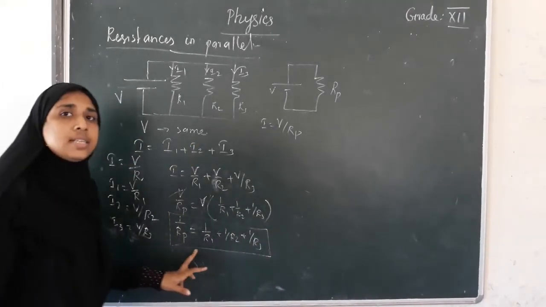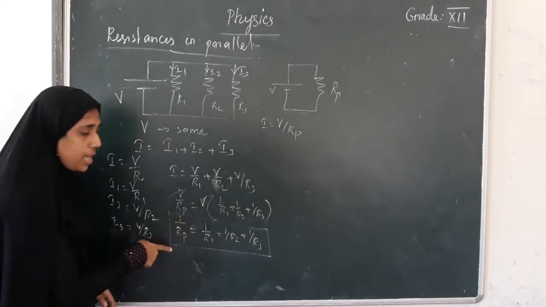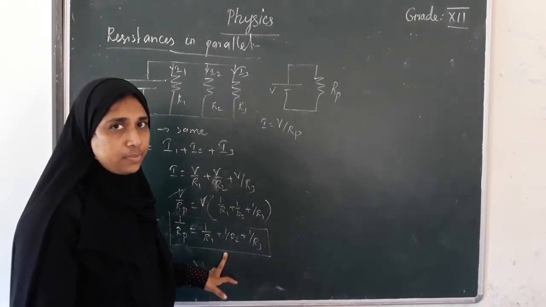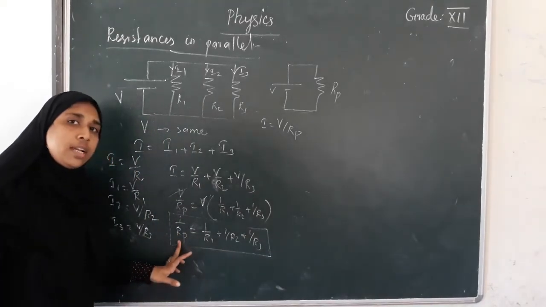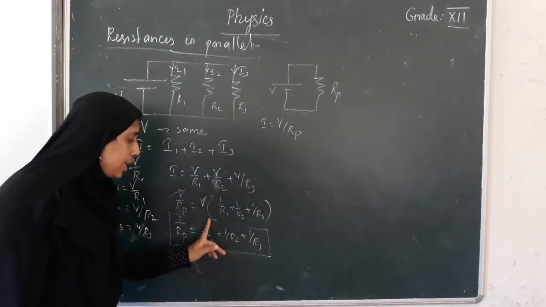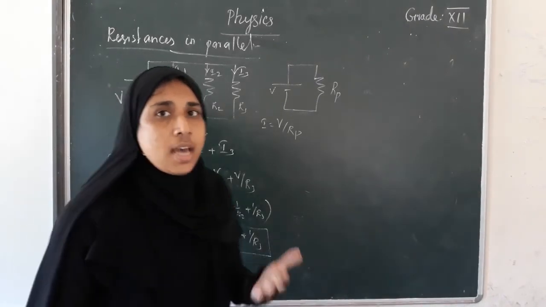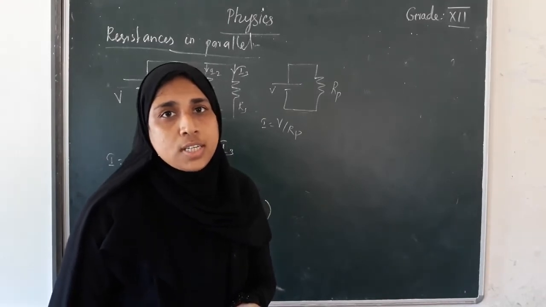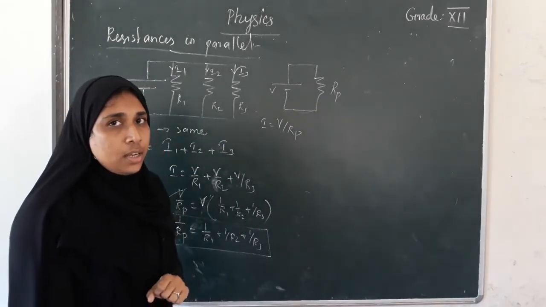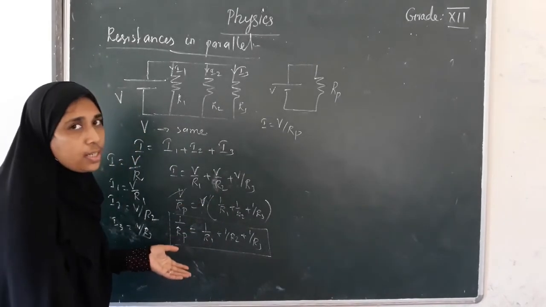So when the resistors are connected in parallel, the reciprocal of the equivalent resistance is equal to the sum of the reciprocals of the individual resistances. So whether the equivalent resistance is high or low, the equivalent resistance will be lower than the individual resistances. So when connected in series, the equivalent resistance is high. When the resistors are connected in parallel, the equivalent resistance is low.